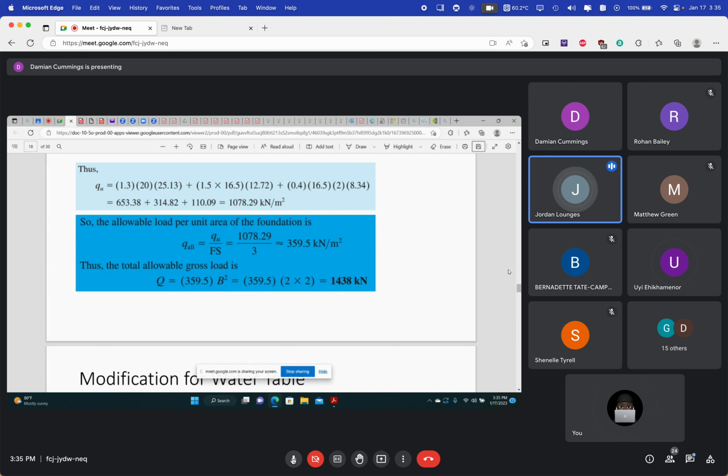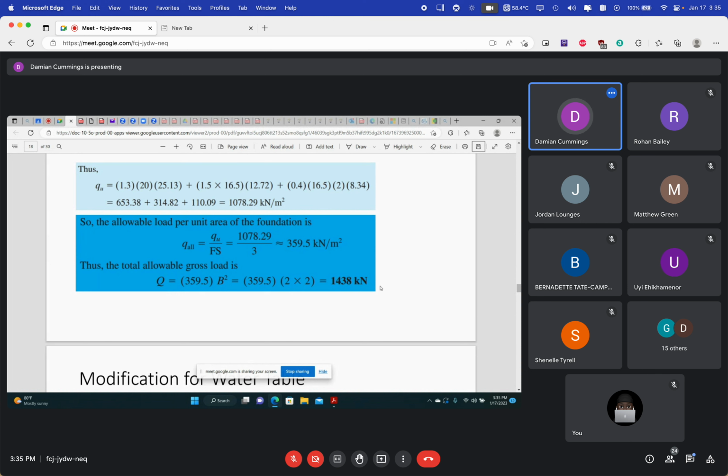Go for it, sir. Sir, go over that last part. All right. The Q represents our allowable gross load that can be placed on this 2 by 2 foundation, with this allowable load for the soil.